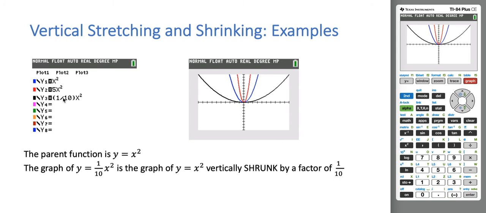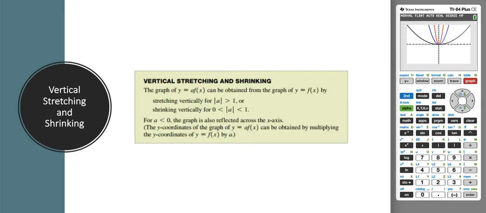Now, what about the fraction? Remember, fractions make it fat. So that 1/10 in front of x squared is going to vertically shrink it. So we're pushing down and pushing up at the same time. And that's making it spread out left to right. So it's shrinking it vertically by a factor of 1/10. Vertically shrunk. So here's a summary of the vertical stretching and shrinking.